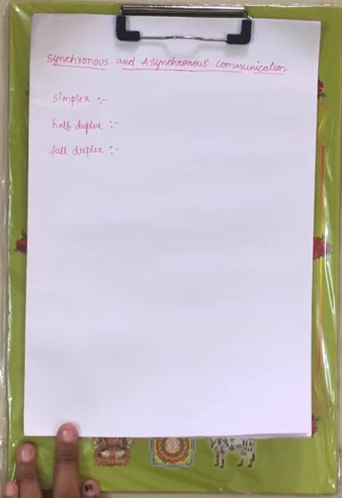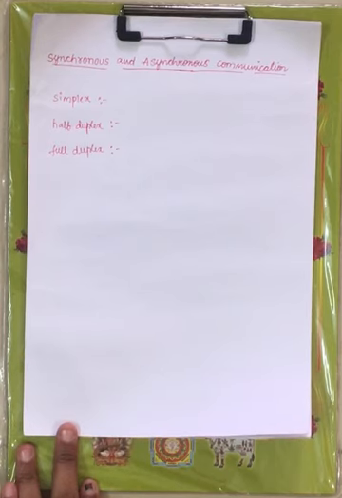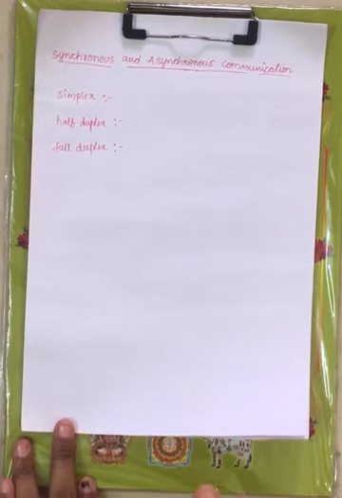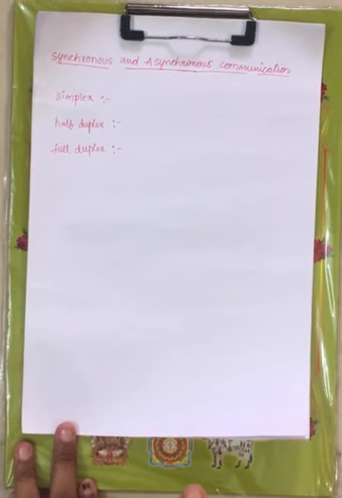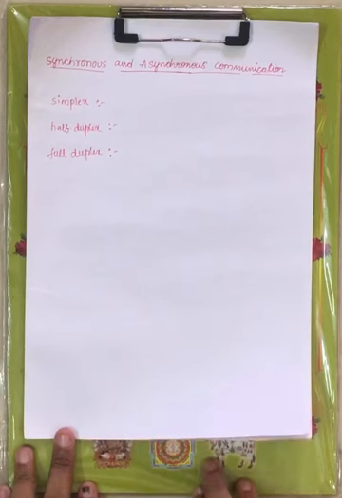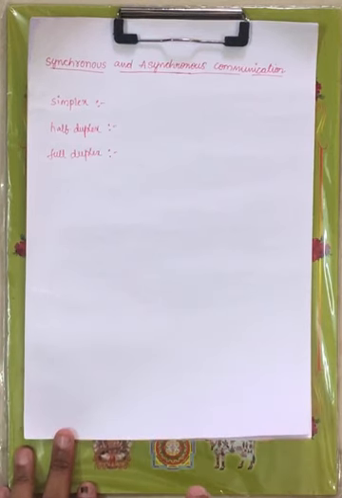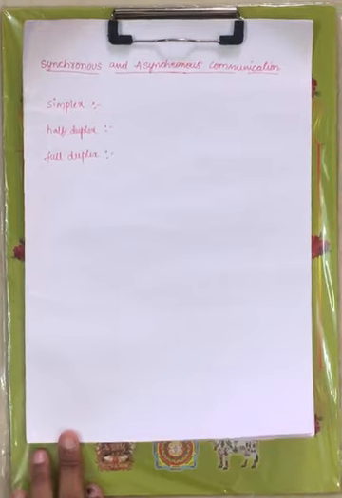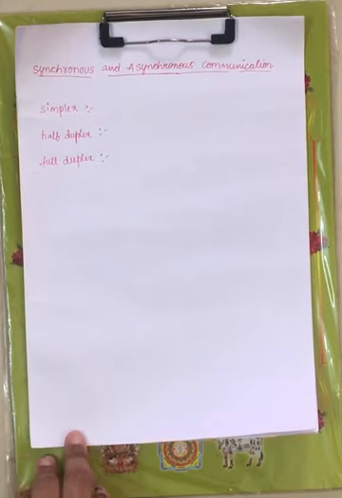You have three ways to transfer the data. One is simplex, another is half duplex, followed by full duplex. What are those three terms? Simplex, half duplex and full duplex. These three terms define how we are transferring the data between your transmitter and receiver.